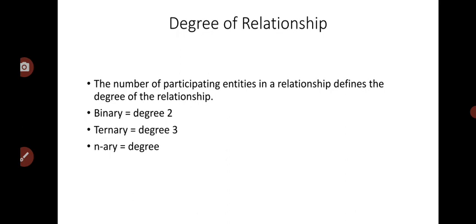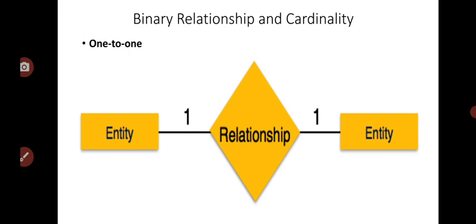Binary relationship and cardinality. Here there is a one-to-one cardinality. One entity is there, another entity is there, and we have to maintain a relationship between these two entities, and the relationship will be represented by the diamond symbol. The entities will be represented by rectangles. As it is represented in a single rectangle, it is a strong entity. The relationship will be represented by drawing straight lines between the entities, making sure that it is one-to-one. That means one entity is participating with another entity.